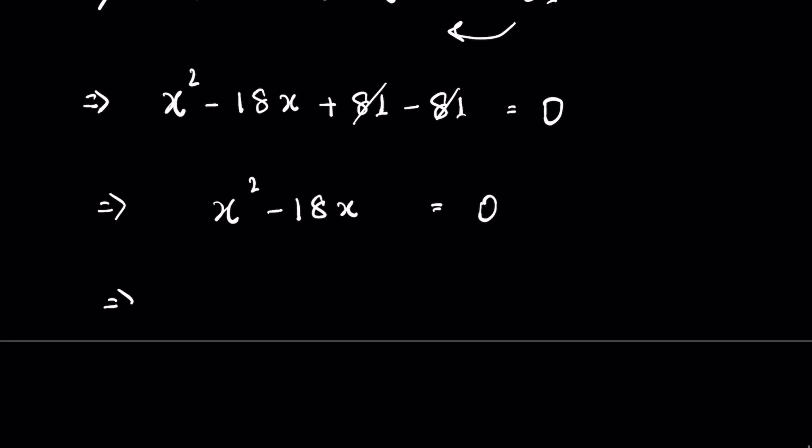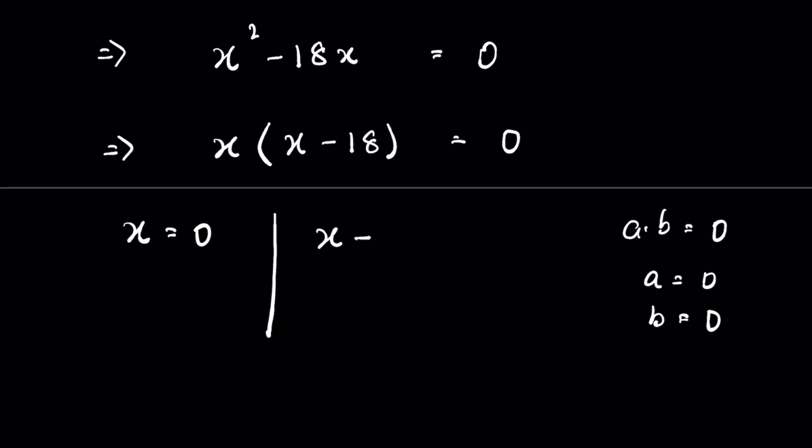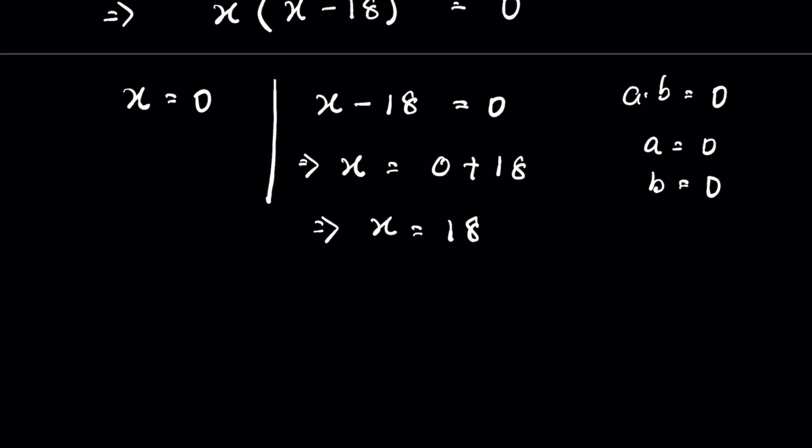Now let's take x common and write x(x - 18) is equal to 0. Now when a times b is equal to 0, then either a is equal to 0 or b is equal to 0. That means we have two solutions for x, when x is equal to 0 and when x minus 18 is equal to 0. In that case, x is equal to 0 plus 18, that is x is equal to 18. So two solutions for x are 0 and 18.